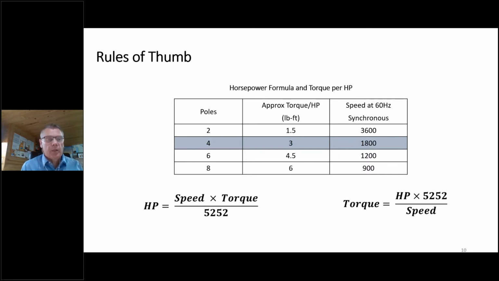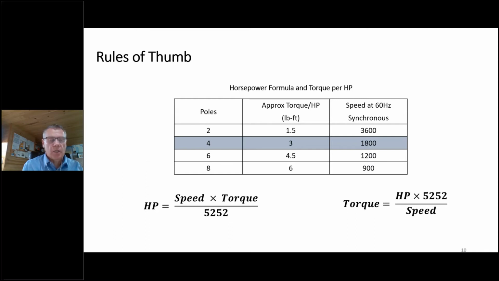So in this example, there's a simple rule of thumb. These are guidelines, not necessarily hard and fast numbers, but you're typically going to get about 6 foot-pounds of torque per horsepower on an 8-pole motor. Again, this information will be provided to you. And if you know one of those values, using that simple calculation on the bottom, it's easy to cross convert.